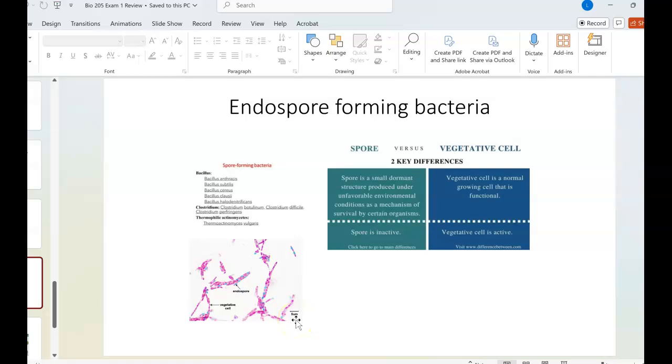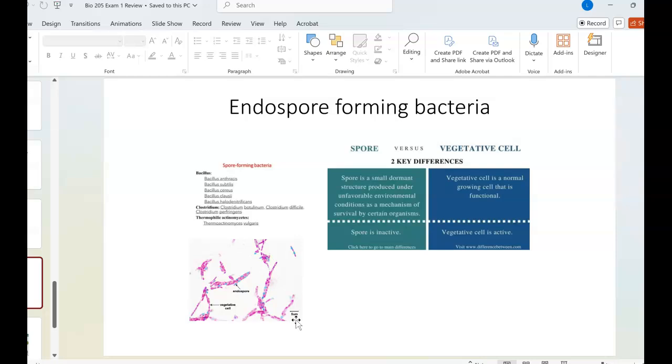I mentioned our acid-fast bacteria. We also talked about our endospore-forming bacteria. There you can see a picture of our endospores and our vegetative cells. Endospores are dormant, so they have got the memo that times are tough: low water, no nutrients, and they're going to go into this dormant state. Vegetative cells, those are the pink cells. They're growing and functioning normally.